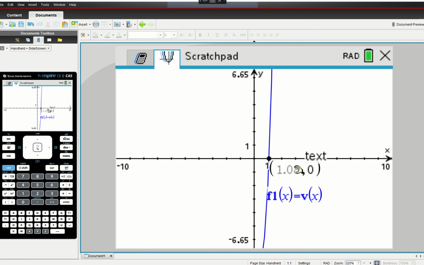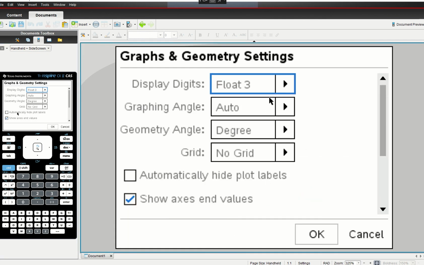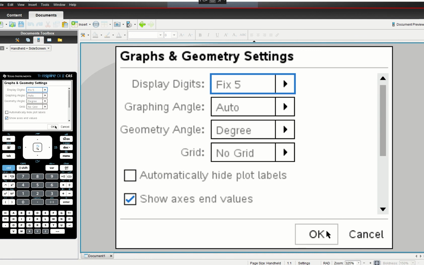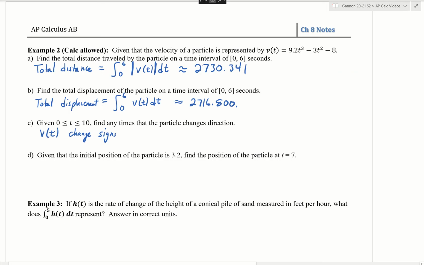Now, I did not change the settings in my graphing, so I'm going to go ahead and do that real quick. Menu, settings, down here with 8. And again, you just want to make sure you change that display to fix 5. So click OK. And there we go, 1.07648. And if we're rounding or truncating to 3 decimal places, that's 1.076. So t equals 1.076 is the answer.